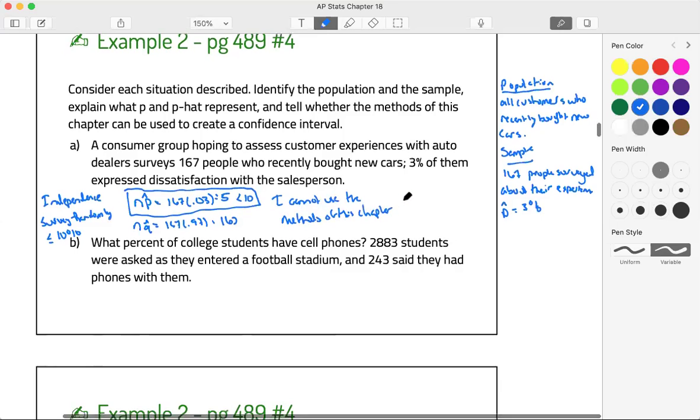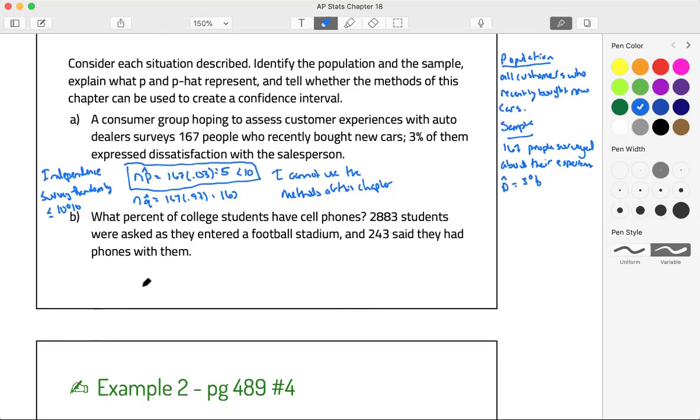Okay. All right, let's try part B here. So what percentage of college students have cell phones? 2,883 students were asked as they entered the football stadium, and 243 said they had phones with them. So our population is going to be all college students. Okay. Our sample is going to be the 2,883 students surveyed. Okay, our p hat is going to be 243 divided by 2,883, which is approximately 8.4%.